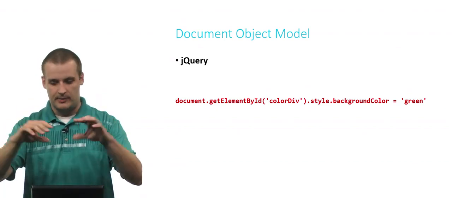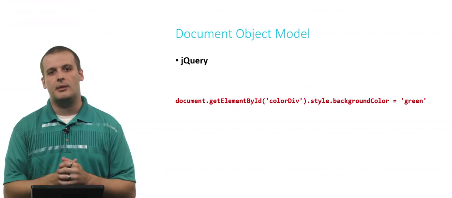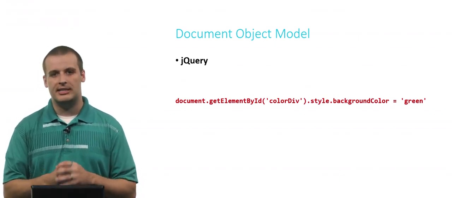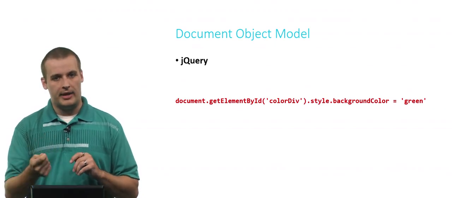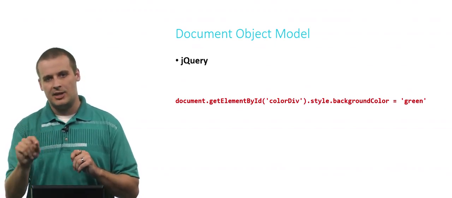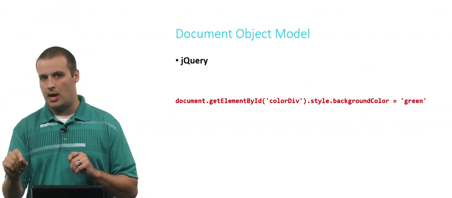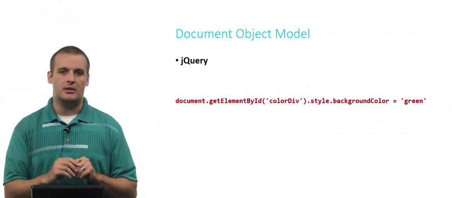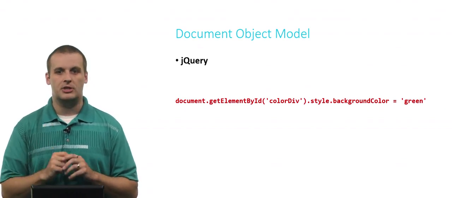So I'm starting from the top of the document. It's going to look through the entire document object, all of those nested nodes below it, to find a section of the page called color div. And I'm going to go there and set that node's style properties, background color property, to green. So basically all that's happening here is I'm changing the background color of one section of my page to green.